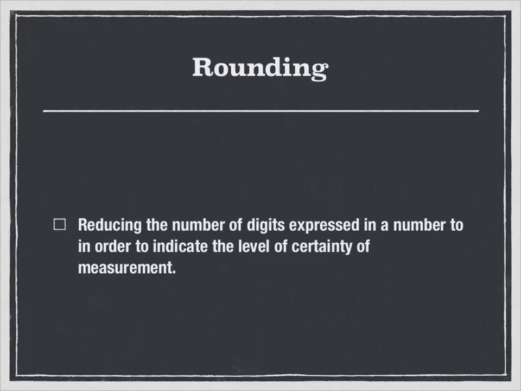First and foremost, rounding is reducing the number of digits expressed in a number in order to indicate the level of certainty of the measurement. The easiest way to describe it is to look at a number.